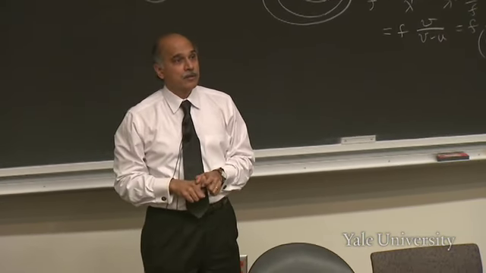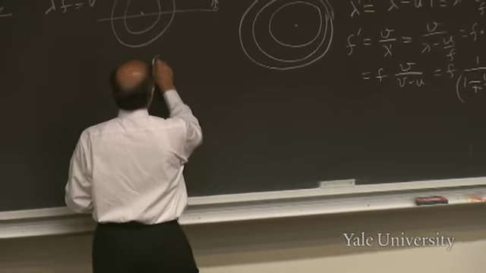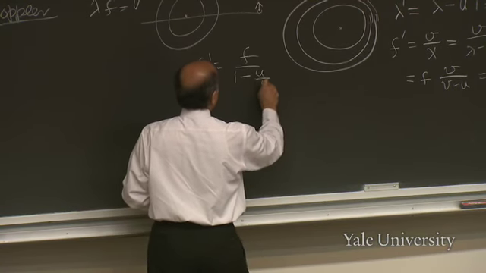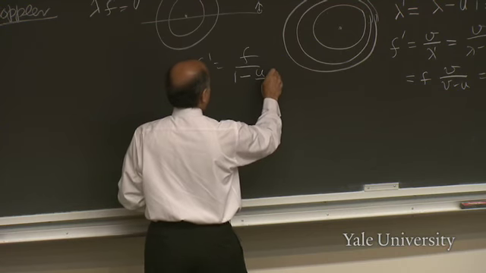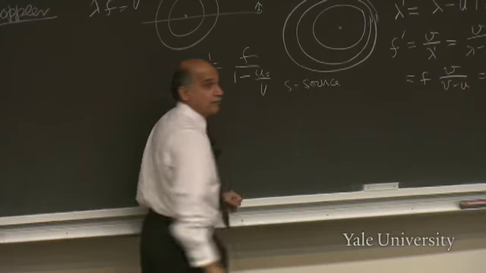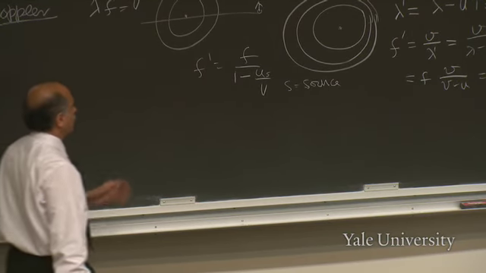Yes? How does this deal with sonic boom? Okay, sonic boom comes in the following thing. F prime is F divided by 1 minus U over V. Let me embellish the formula by writing U sub S, where S means source. Okay, when the source is moving, this is the formula.